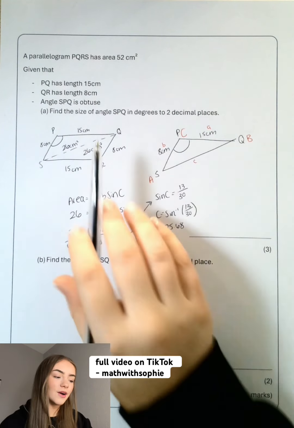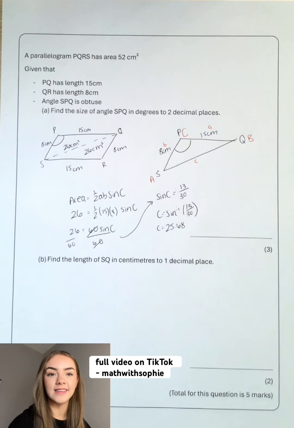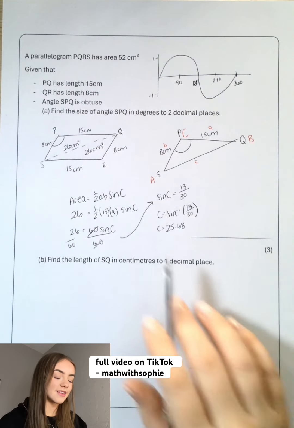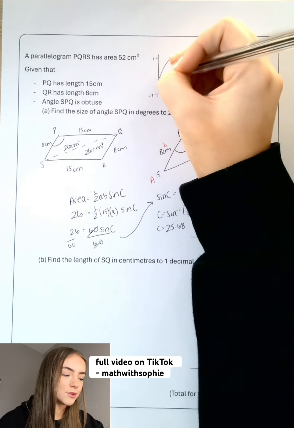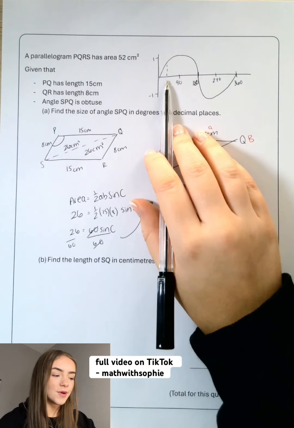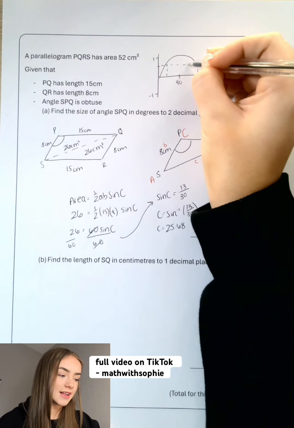25.68. However, we are told that angle SPQ is an obtuse angle, which means it has to be greater than 90 degrees. Looking at our sine graph, the first value of C that we have is 25.68, which will be somewhere around here. To find another point on this graph, which will give the same output, we can follow it along till we get to this point here.